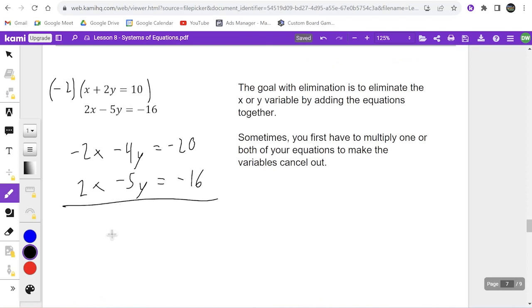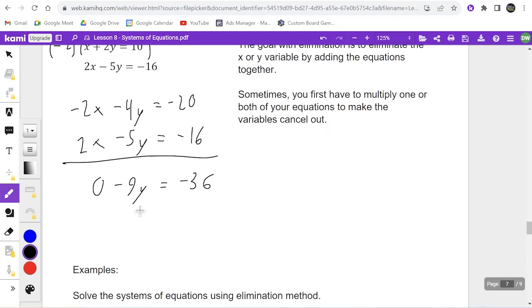By the way, I like to add the equations together. Some people like to subtract the equations. I'm going to be adding the equations together today, each time, which means one of your x's needs to be positive, one needs to be negative in order for them to cancel. So in other words, we get 0 minus 9y equals negative 36. Divide both sides by negative 9. You're going to get y equals positive 4.